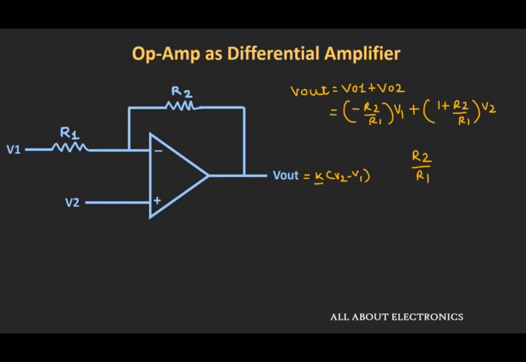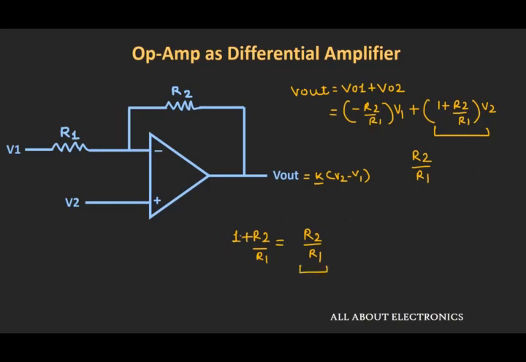So now let us see how we can achieve this equal gain. Here in this second term, instead of this 1 plus R2 divided by R1, we require a term that is equal to R2 divided by R1. So somehow we need to arrange this term in such a way that we can get this term R2 divided by R1.